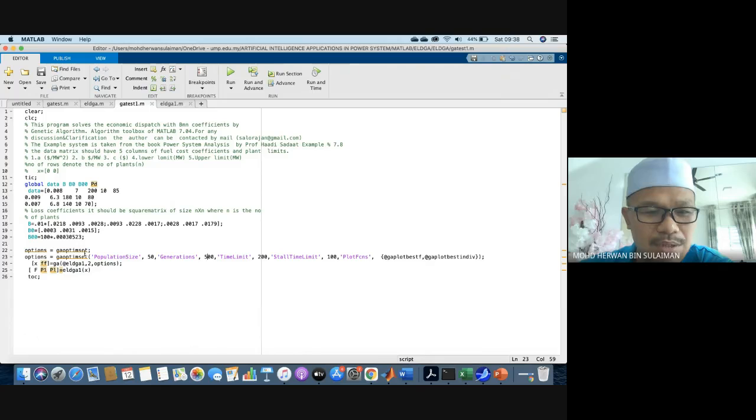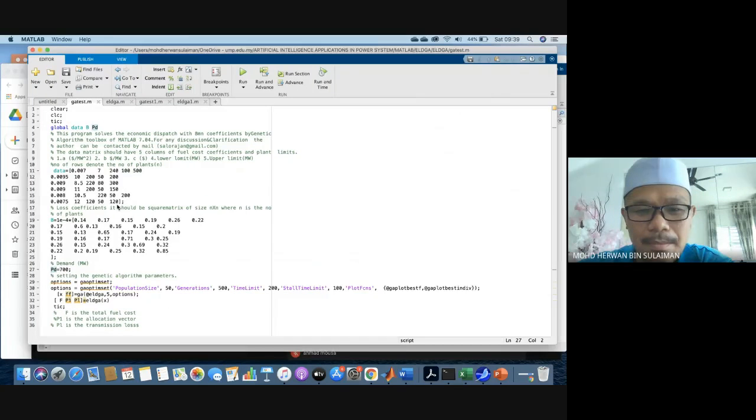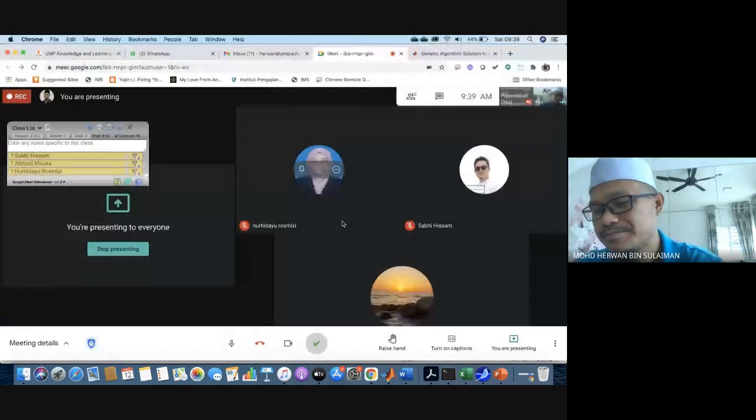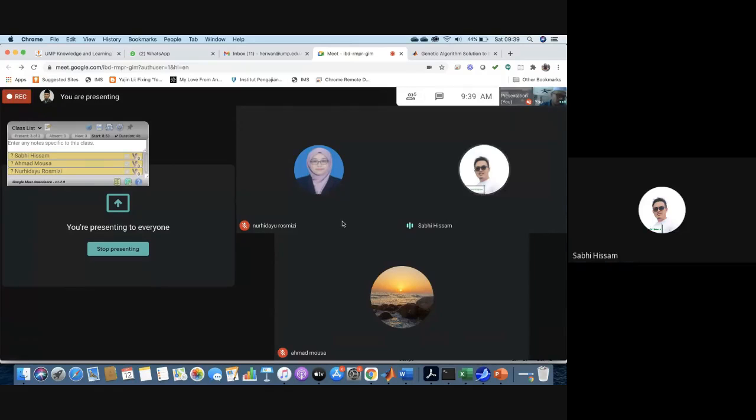Just never mind. But you need to make sure that you arrange your data accordingly. Okay, so the first column is your A, second column is your B, third column is your C, fourth column is your minimum value, and fifth column is upper limit. Okay, this is 3 generators. This is 6 generators. Okay, any question, class? Nanti kena tengok kat sekali.